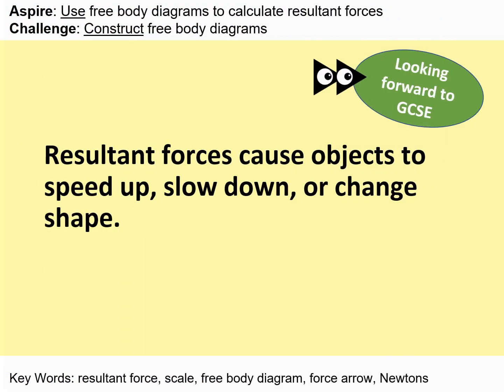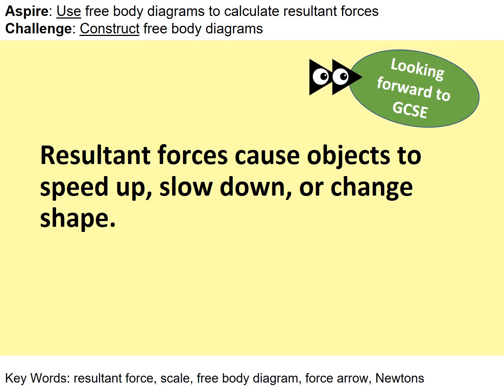Now, for GCSE, we have to know that resultant forces can cause objects to speed up or slow down or change the shape of an object. That's how resultant forces are used when we talk about them in GCSE. Like that Captain Marvel question I asked you, if the resultant force is 0, then there'd be no change. But if you have a resultant force that is not zero, it's going to change the shape or the speed of the object.